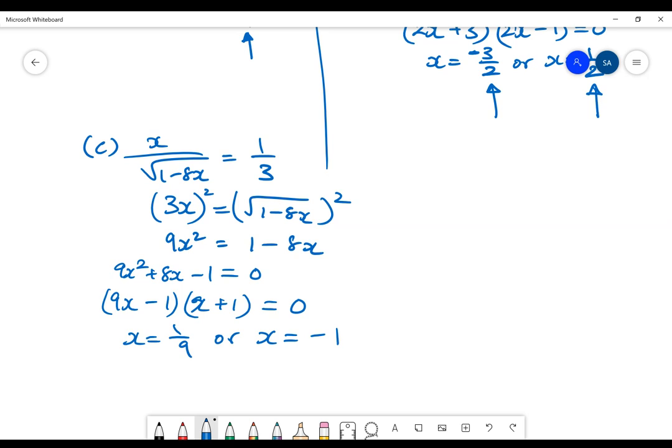Now again you need to check the validity of these two answers. Check whether they are valid. If they are not valid, then you need to reject one of them. That will be the end of practice 1.